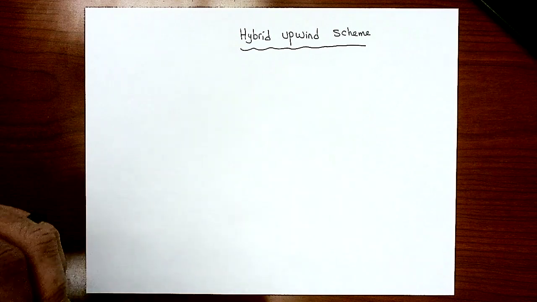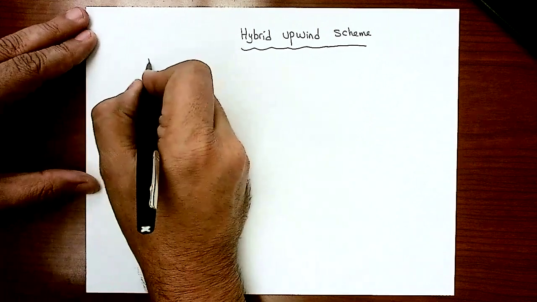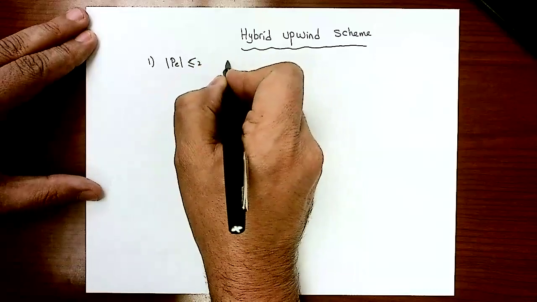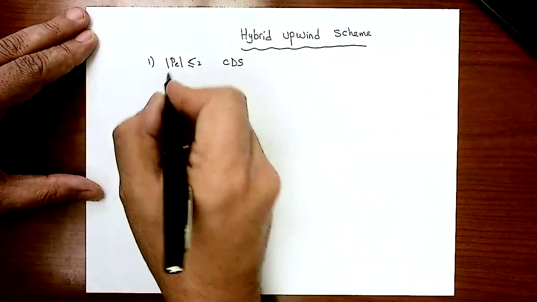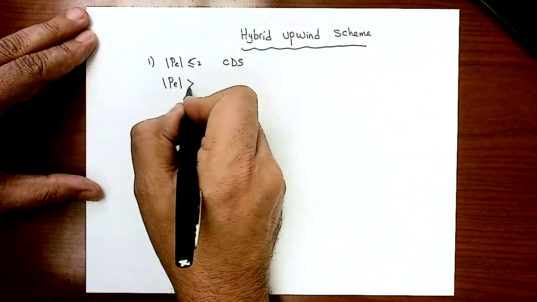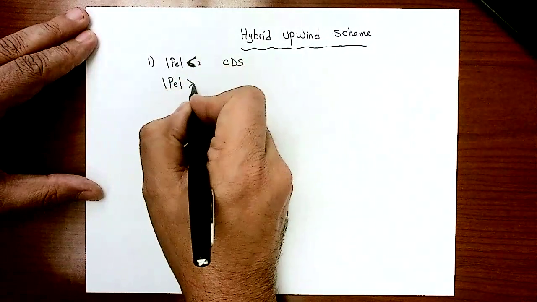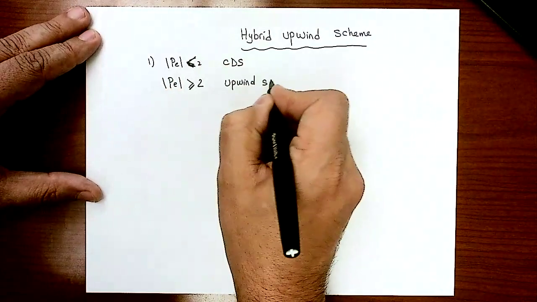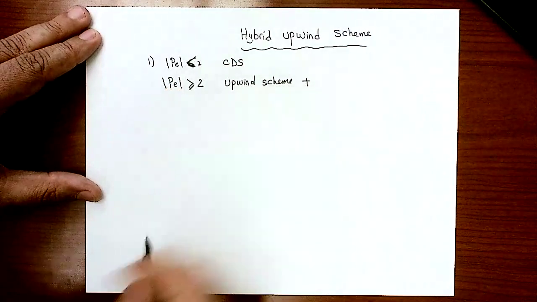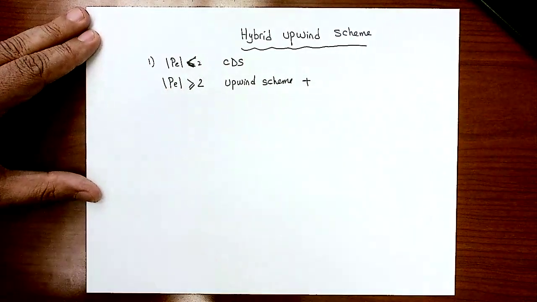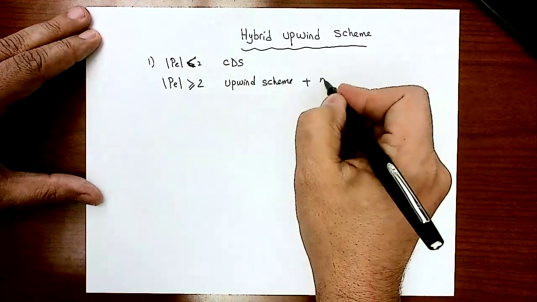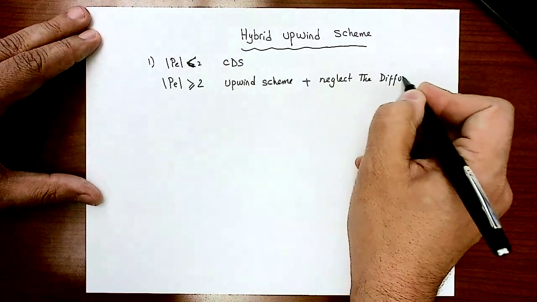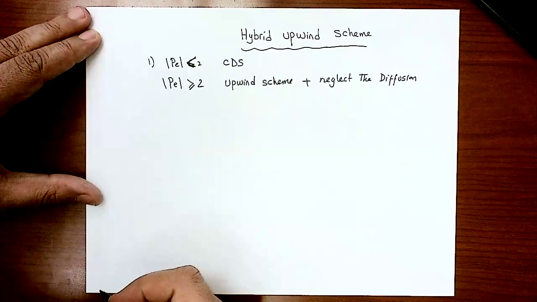In the hybrid Upwind scheme, it's indicating the following. Number one, if your Peclet number absolute value is less than or equal to 2, use the central differencing scheme. If your Peclet number absolute is greater than 2, actually the equality is not here, the equality is here, use the Upwind scheme. Plus, since you are going into high Peclet number, the convection will be more dominant. You can neglect the diffusion term.